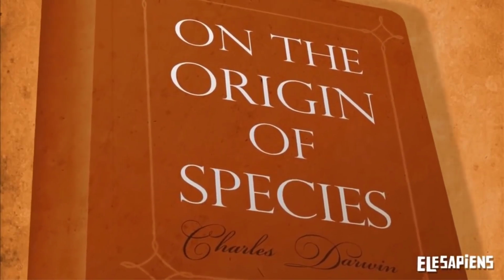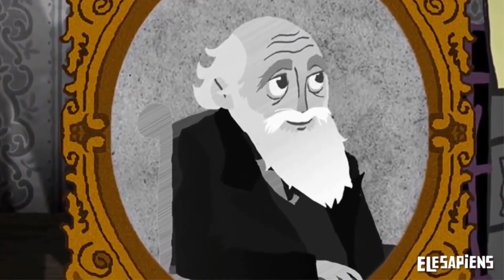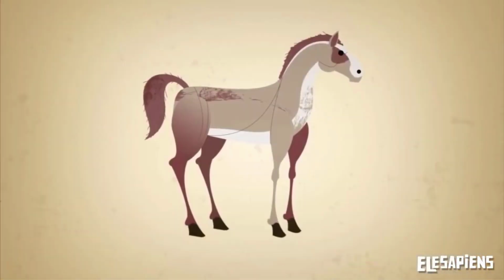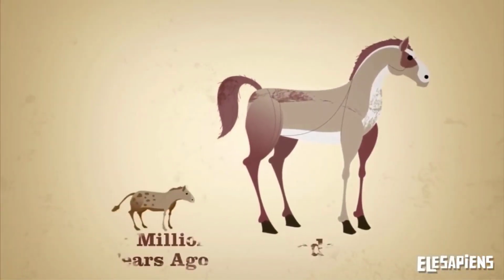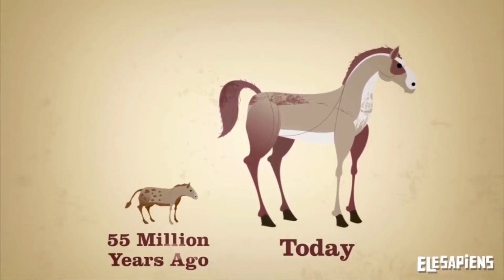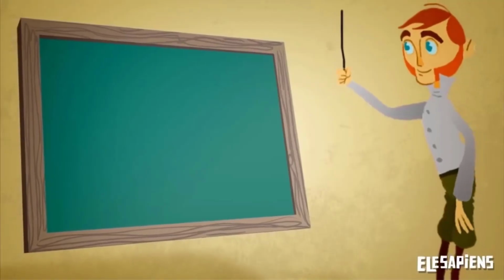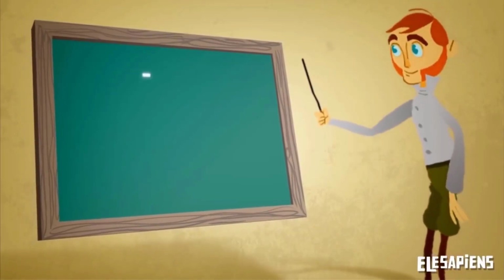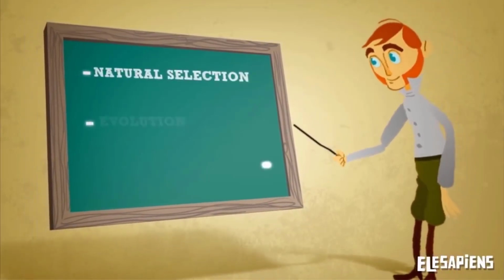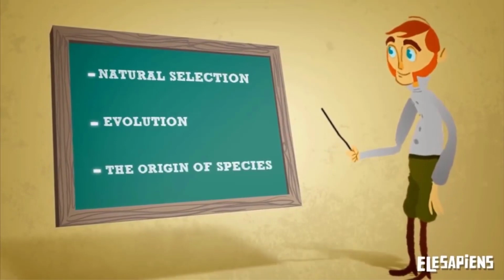In this book, Darwin laid down the scientific principle that each species had not always been the way we know it today. Rather, each one had changed and altered over time. Three concepts are important for understanding Charles Darwin's theories: natural selection, evolution, and the origin of species.